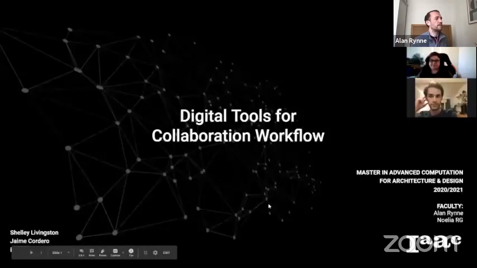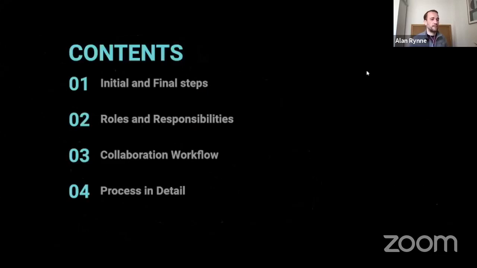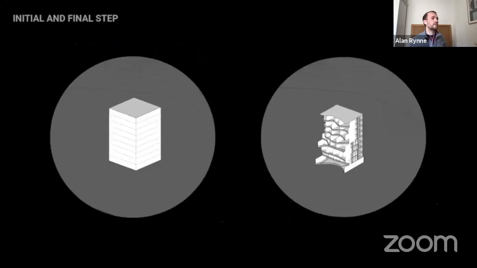Cool. Hi, we are Chelly, Jaime, and Barbara. We are group 10, and this is our presentation for digital tools for collaboration workflow. The content of this presentation is split into four main categories: initial and final steps, roles and responsibilities, collaboration workflow, and process in detail. We have this initial step, and this is the final step. So we went from the image on the left to the image on the right using Speckle to take shapes and information and data from one software to the other and back.